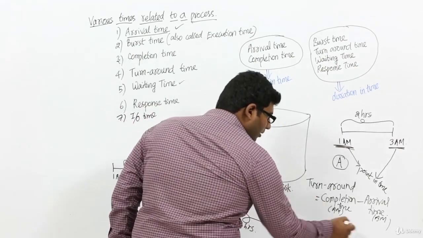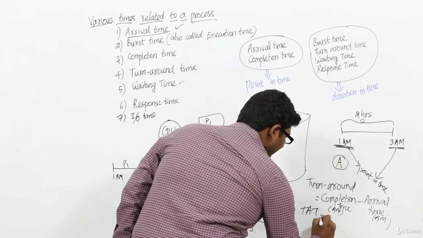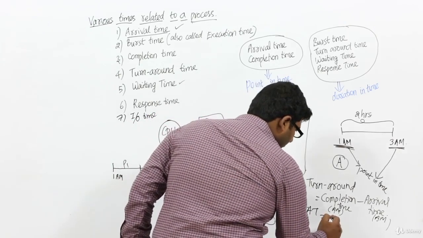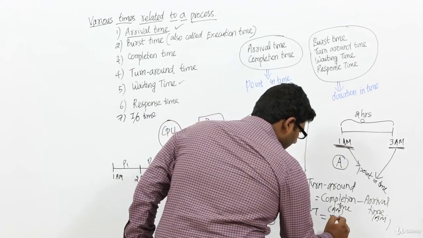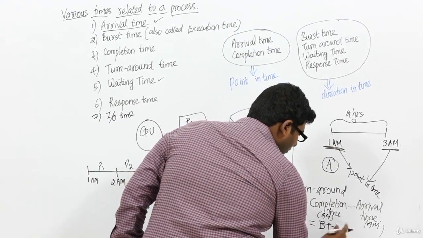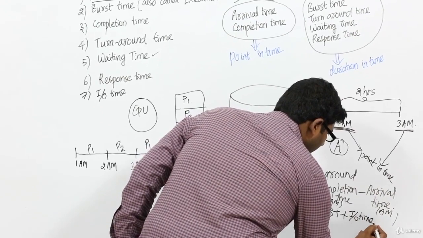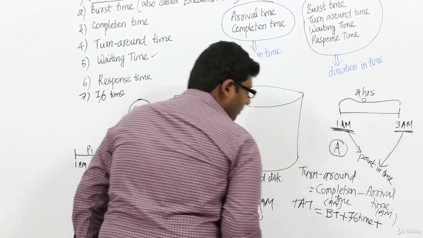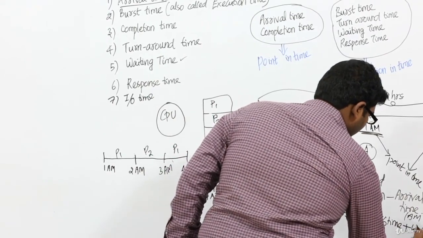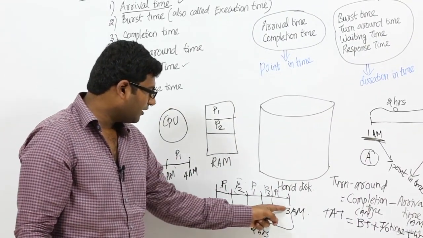there is another formula for turnaround time. Okay, I'm writing it in short as TAT. Turnaround time is equal to burst time plus IO time plus waiting time. See, here we have not actually included IO.